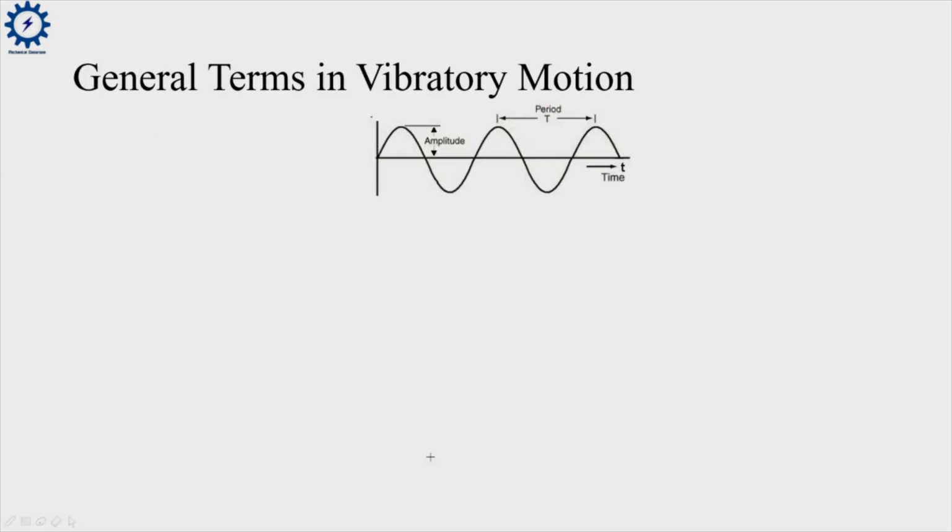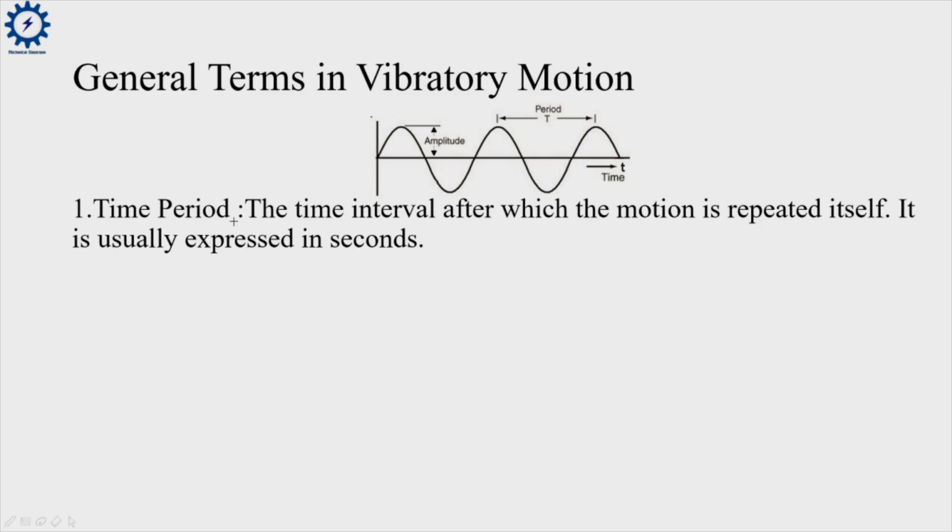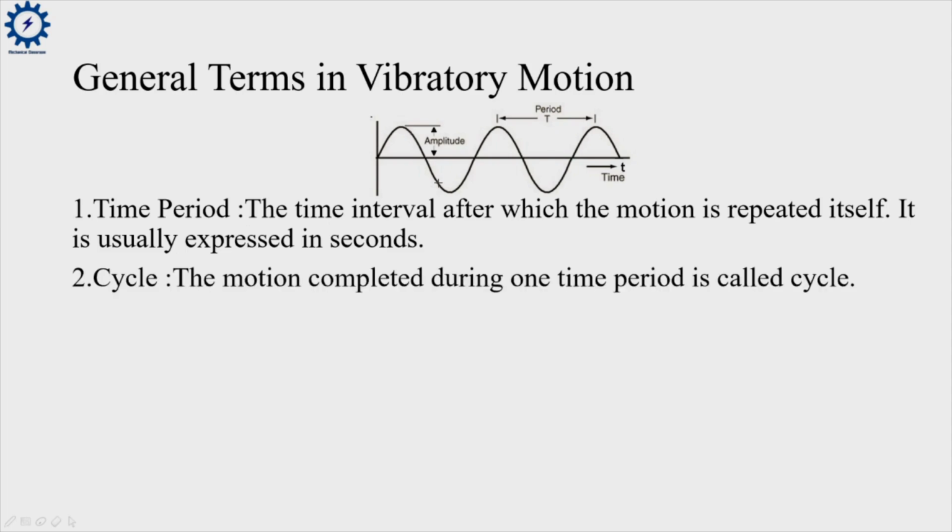Now let's see some general terms in vibratory motion. The first one is time period. It is the time interval after which the motion repeats itself. It is usually expressed in seconds. We can otherwise define it as the time required to complete one cycle. So what is a cycle? A cycle is the motion completed during one time period.